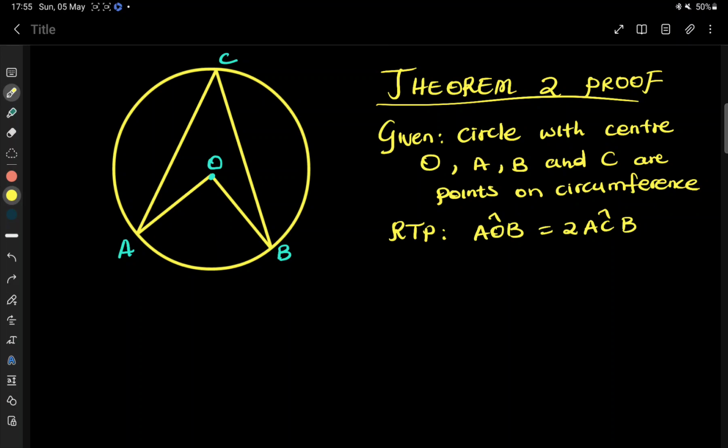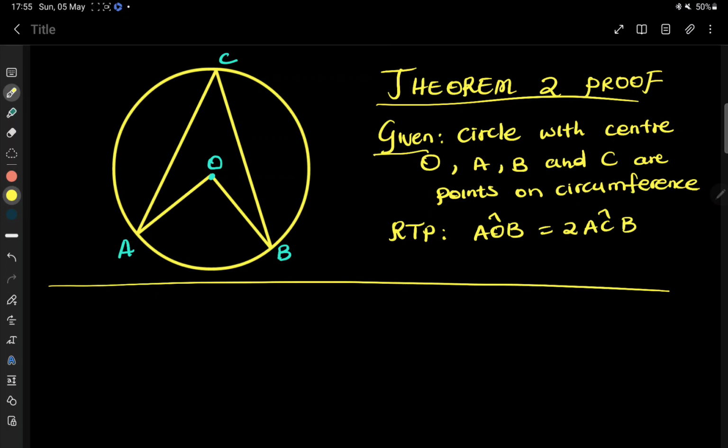So to start with, we need a construction. Before you start, please read the statement. Given a circle with center O, and A, B, C lie on the circumference. It means they are concyclic. Then you are required to prove that AOB is 2 times ACB. Now, to start with, you need to construct. So you start by saying proof.